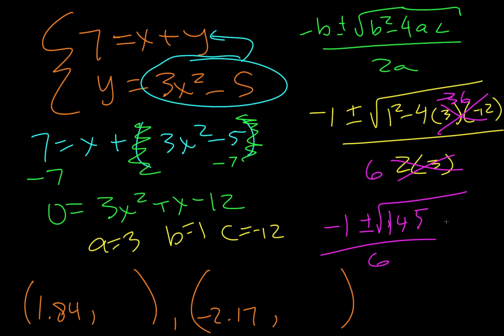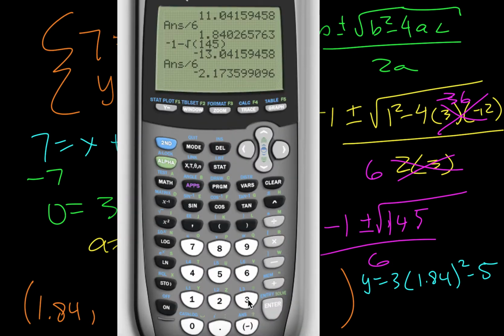So what we're going to do is take each of these and plug it in to this piece and then see what y equals. So y equals 3 times 1.84 squared minus 5. Go back to our calculator. 3 parenthesis 1.84 squared minus 5, and that's 5.16.